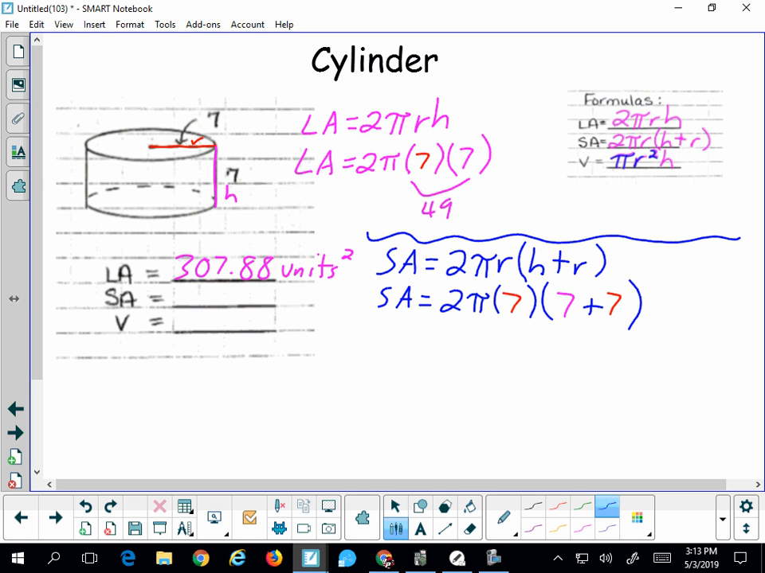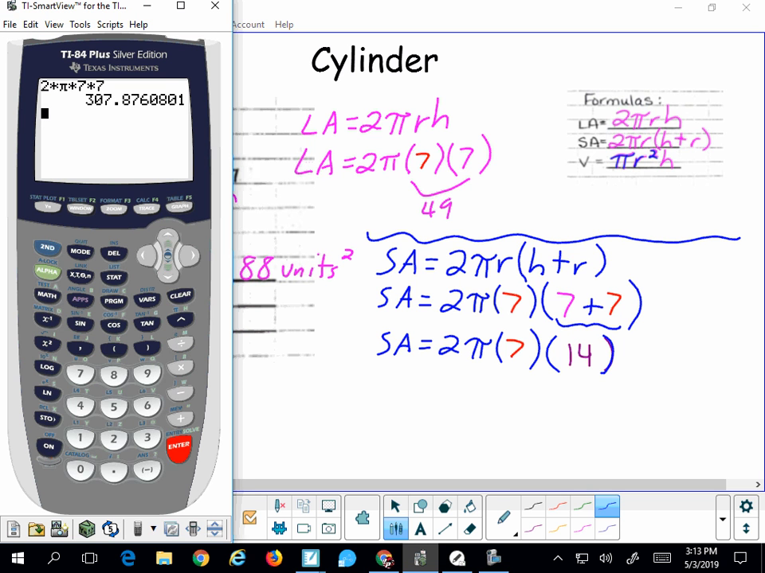Now for this one, what I like to do is go ahead and add these up before I go to my calculator. This makes it a little bit easier to put in the calculator. So 2 pi 7 times, if we combine those two, 7 plus 7 is 14. Now we go to the calculator, and we're just going to multiply everything together. So 2 times pi times 7 times 14. Type it straight in, all in one step. Hit enter. So that would be 115.75.